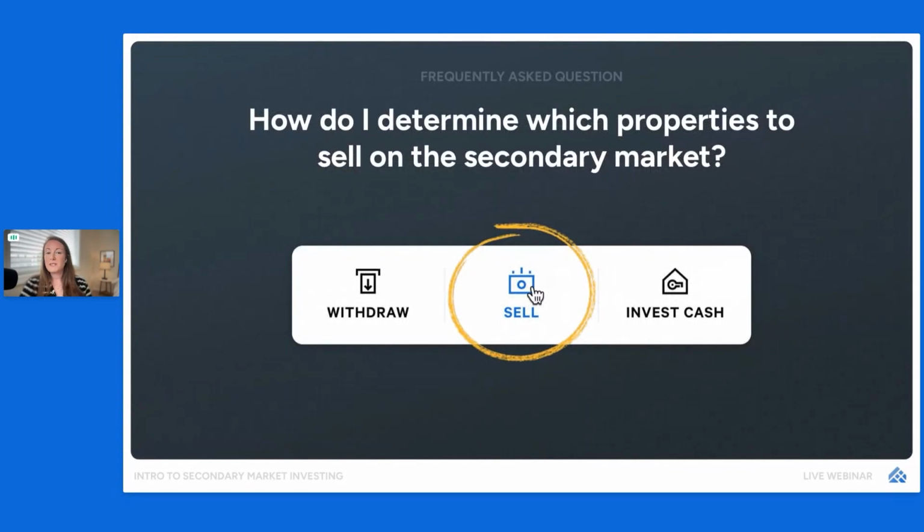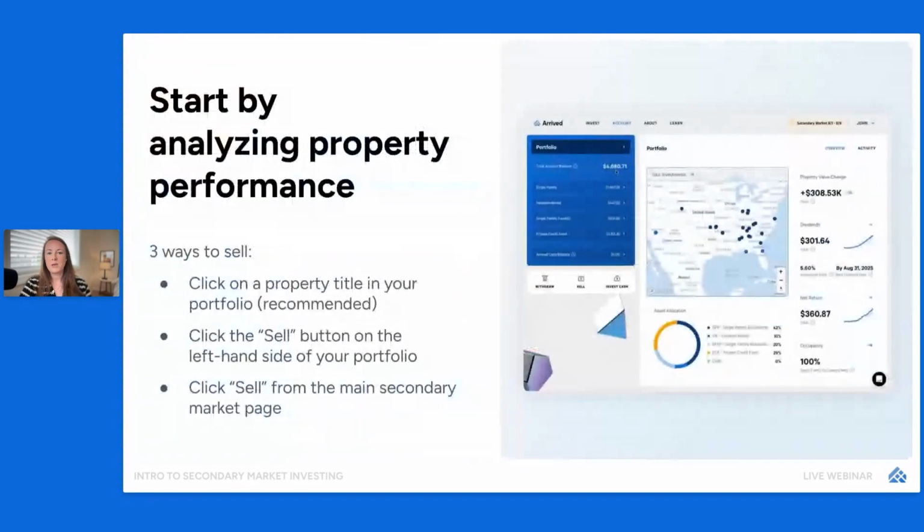So then on the flip side, how might you determine which properties to sell on the secondary market? First, I just want to say that while the secondary market can offer an optional path to liquidity, all properties are still managed with a long-term strategy in mind. So Arrived continues to hold and sell properties according to their planned timelines based on market conditions. So if selling on the secondary market isn't something you're interested in doing, totally fine. This is really a decision that only you can make.